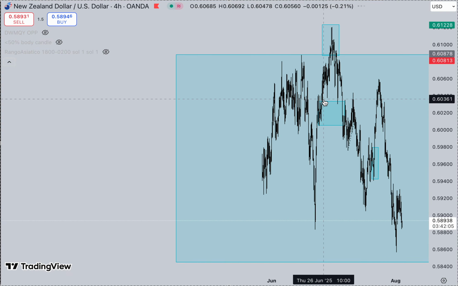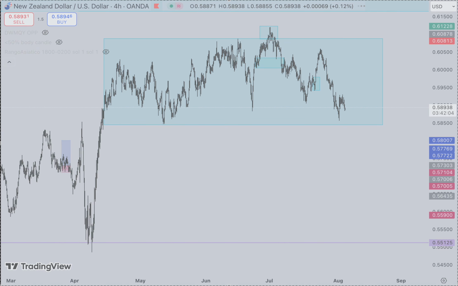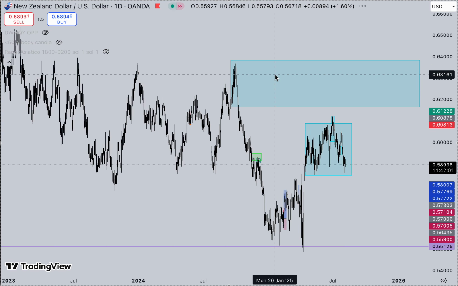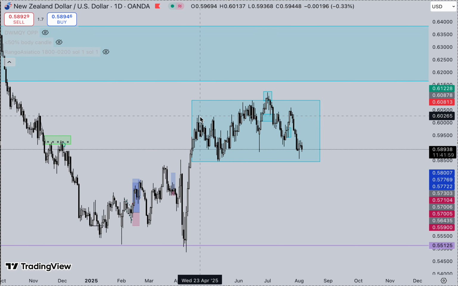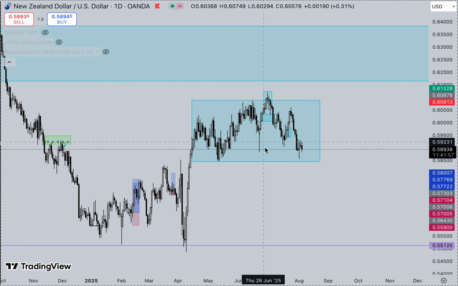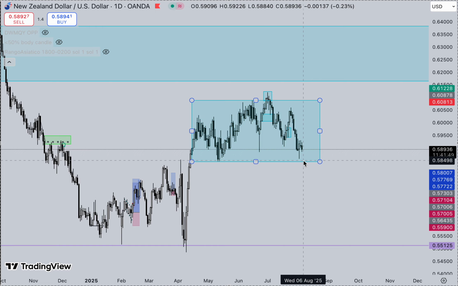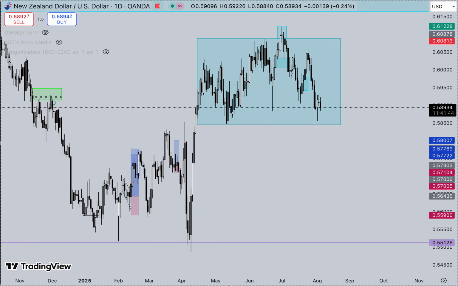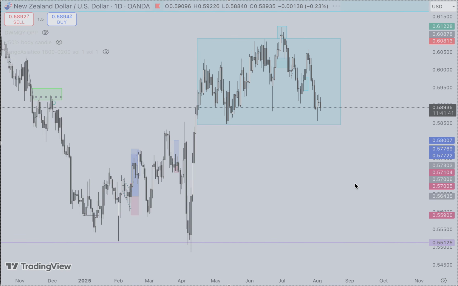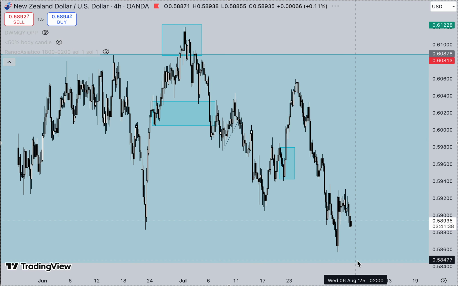And so why did I mark this area like this? Because with NU, all we have is just one big consolidation. You can see this consolidating, consolidating, consolidating. Here we had the manipulation. Now we're just back down at the bottom of the range. So we would like a sweep of this low. So if we can find a trade to take us down to these lows, then yes, why not?